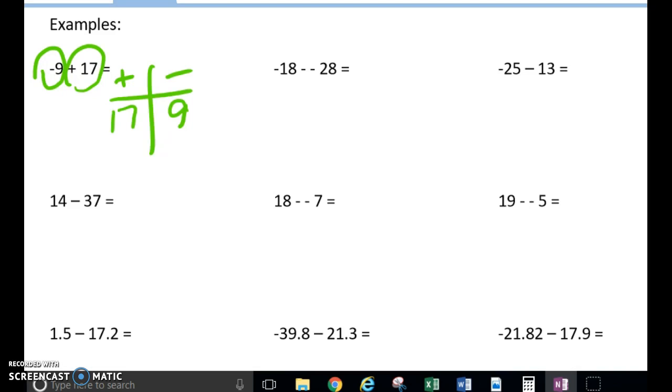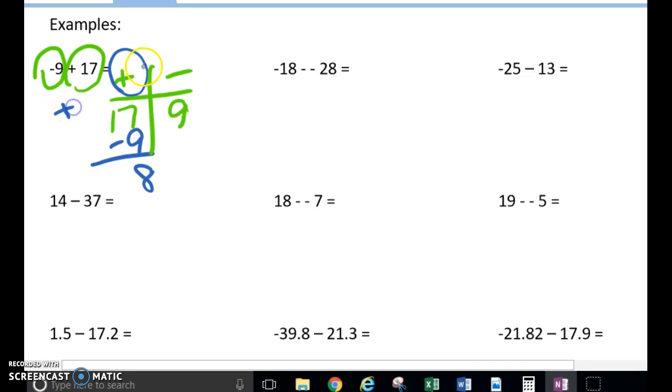Now our next question is which team won. So the 17 is bigger, so they won. So my positive team won. And then we want to say, okay, by how much? I'm going to subtract out the other one. So 17 minus 9 is going to be 8. So my answer is a positive 8 because the positive team won by 8 points. Okay, let's look at another one.